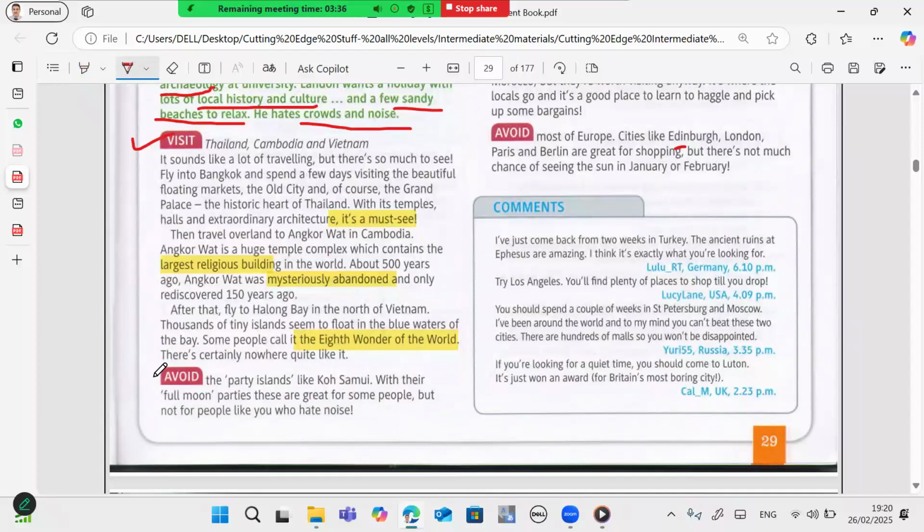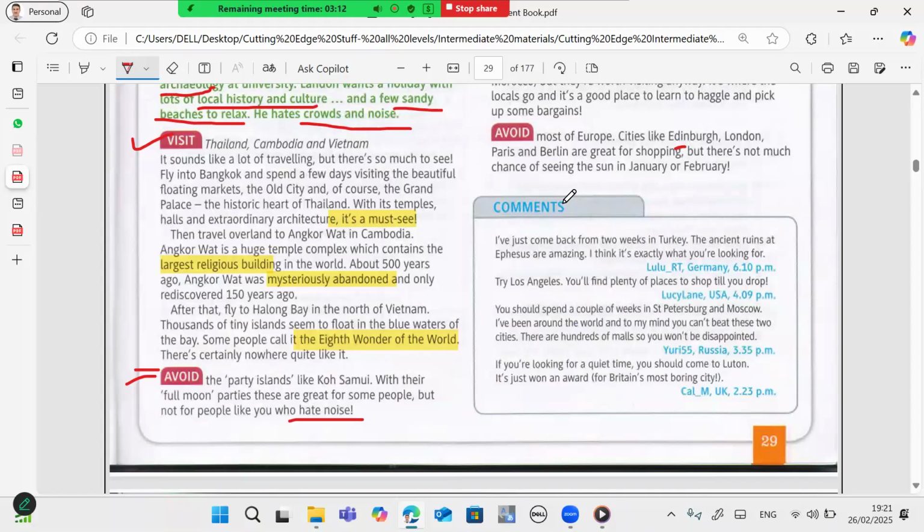Avoid بقى، اوعى تروح فين؟ The party islands with their full moon parties. These are great for some people but not for people like you who hate noise. قالوا له ما تروحش الفول مون بارتيز. I agree. طيب.